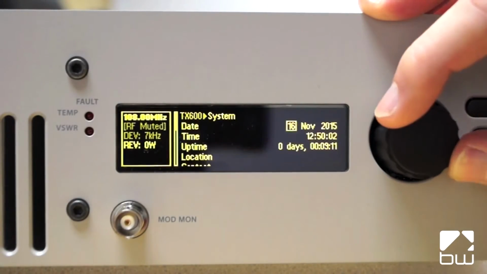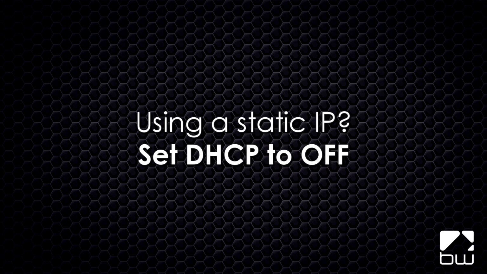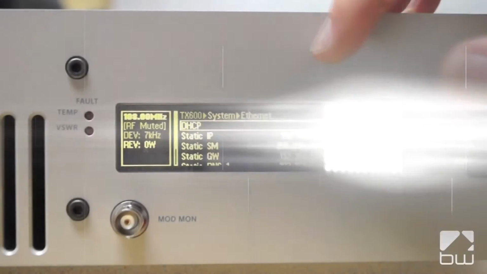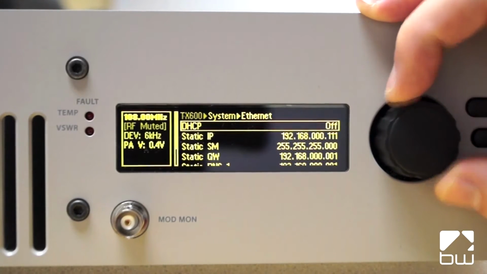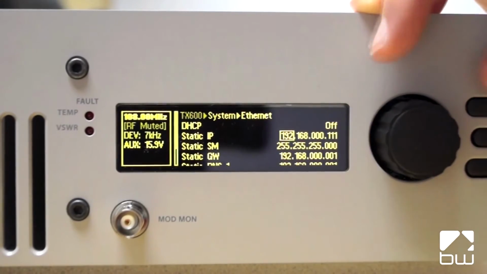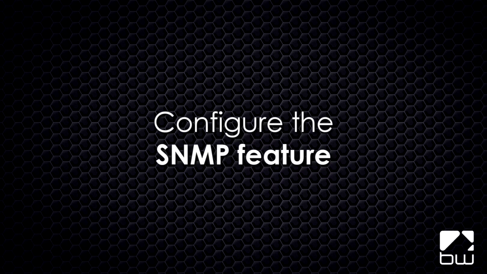To configure the internet, go to the System menu and select Ethernet. If you're using a static IP address, set DHCP to off and manually enter the IP address into the static IP address box. Now that the Ethernet is set up, let's go ahead and configure the SNMP feature.